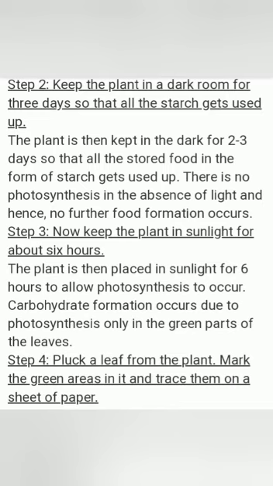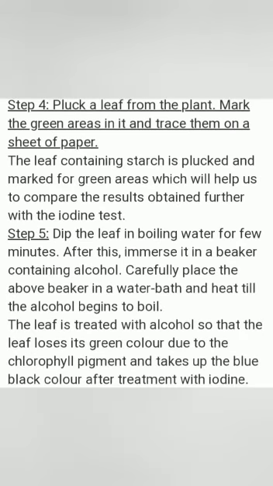Now step 4. Pluck a leaf from the plant, mark the green areas in it and trace them on a sheet of paper. Why are we marking the green areas and tracing them on a sheet of paper? The green areas are marked so that it will help us to see the results after the iodine test, because we know that starch with iodine gives blue-black color.